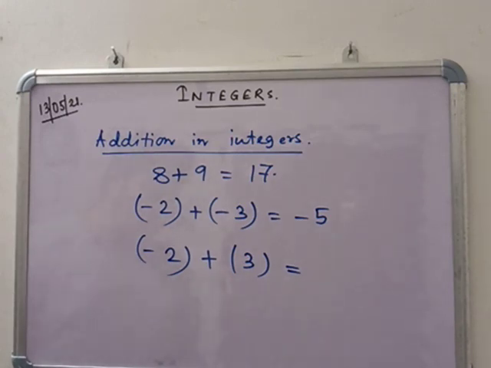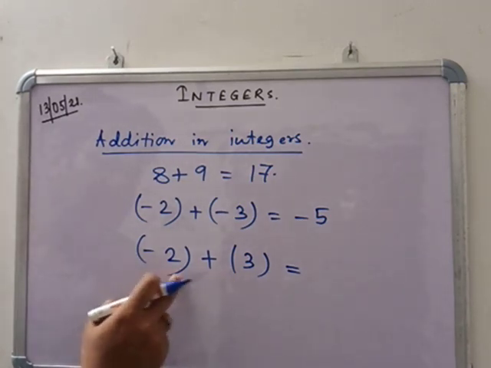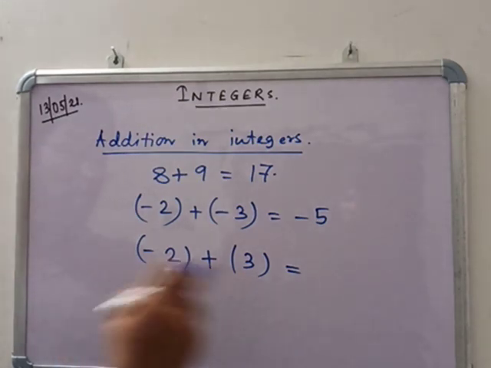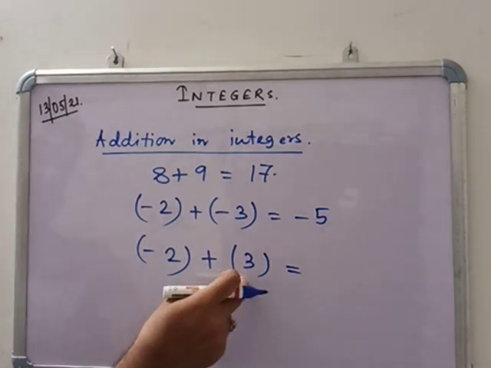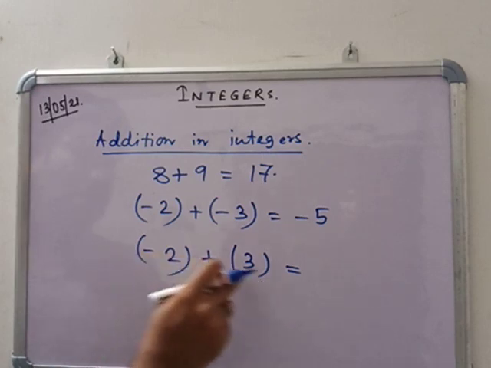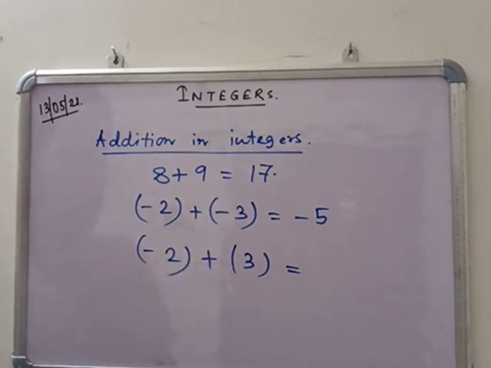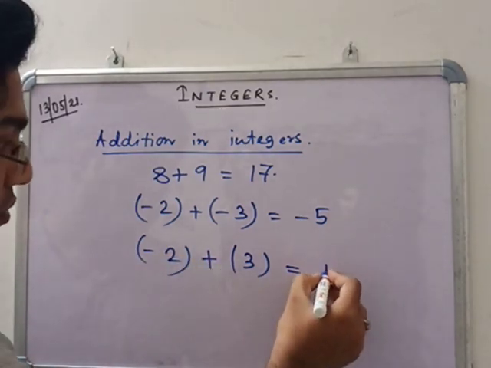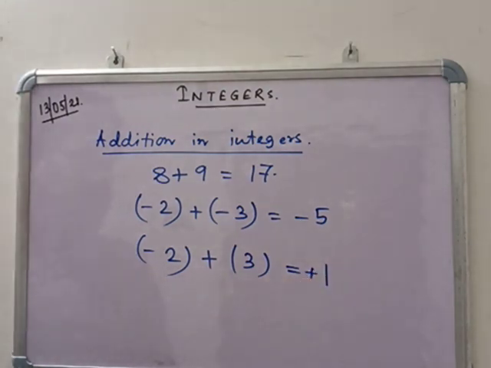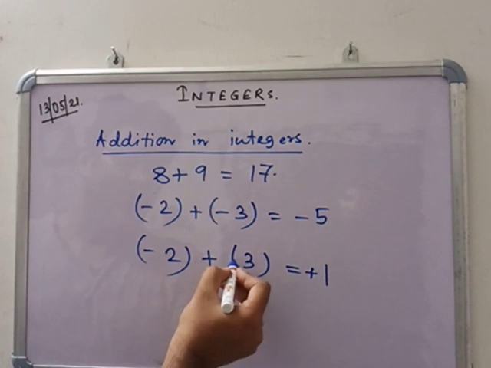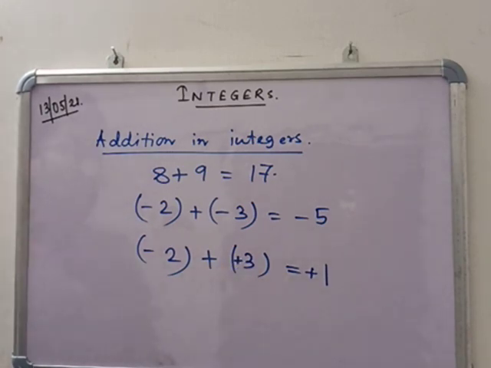So here, which is the big one? Plus 3 or minus 2? 3 is the big one. Now, what is the difference between 3 and 2? 1. So that means 1 is the answer. And why plus? Because the bigger number is plus here.